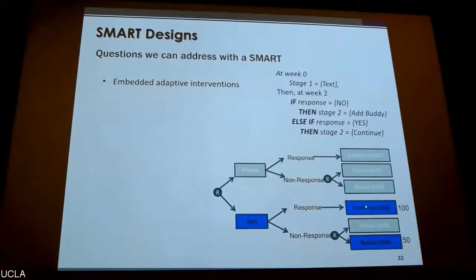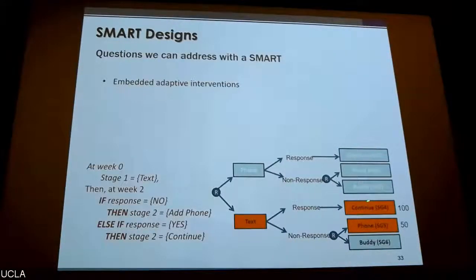Start with text messages, continue for responders, and add body training for non-responders. You've seen this before, right? That's the decision rule that operationalizes this adaptive intervention. Outcome information from both responders and non-responders will be used to help me estimate the mean outcome under this adaptive intervention, right? So people in subgroup 4 and 6, both of them are consistent with this adaptive intervention, right? So that's the first. Here's the second.